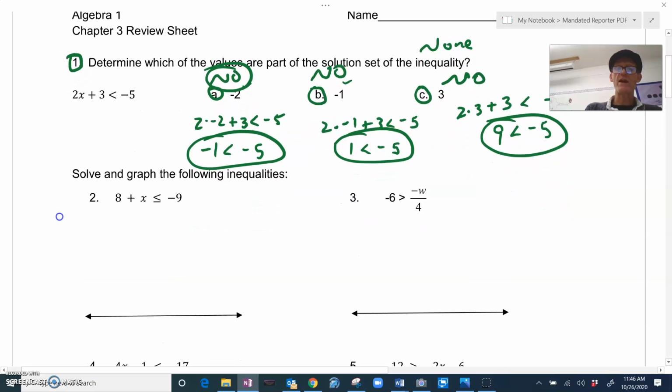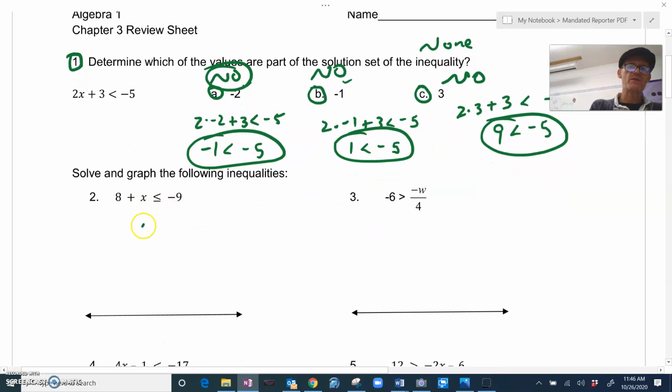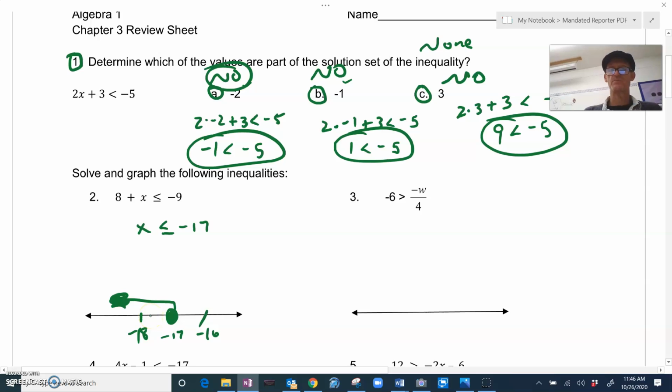Okay, solving and graphing. 2 steps. X less than or equal to -17. Here's -17. Here's -16. And here's -18. And I'm going to circle and fill it in. Less than is to the left. So the graph is all the numbers to the left.